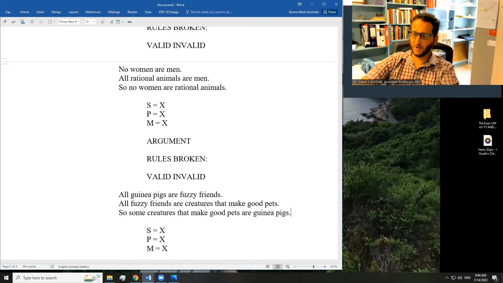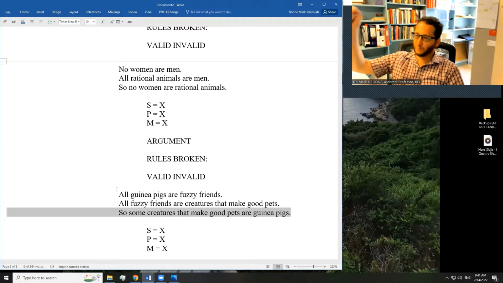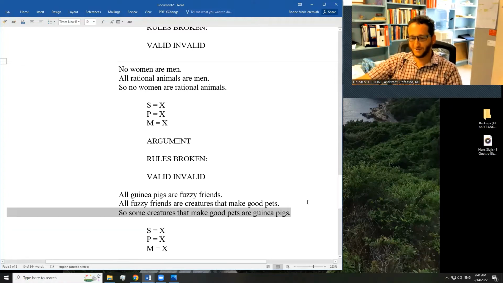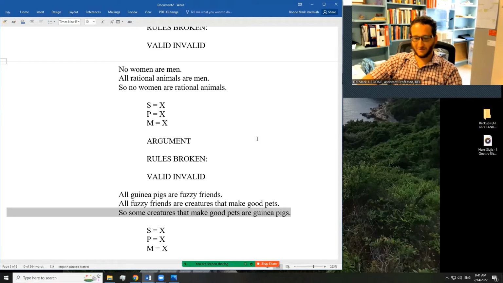Who on earth would make this argument and why? Outside of a logic class where you're just looking for examples, I don't know, maybe someone who really likes reptiles overstates his case and says, no good pets are fuzzy friends. And someone who likes guinea pigs has to explain, no, actually, surely you must admit guinea pigs are fuzzy friends and fuzzy friends make good pets.